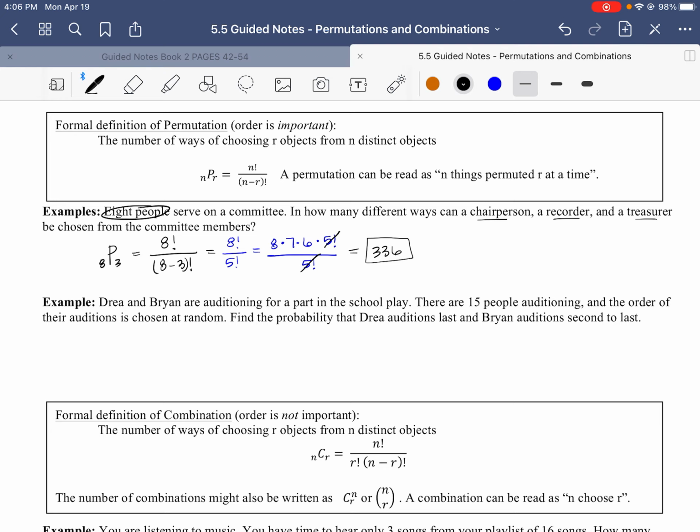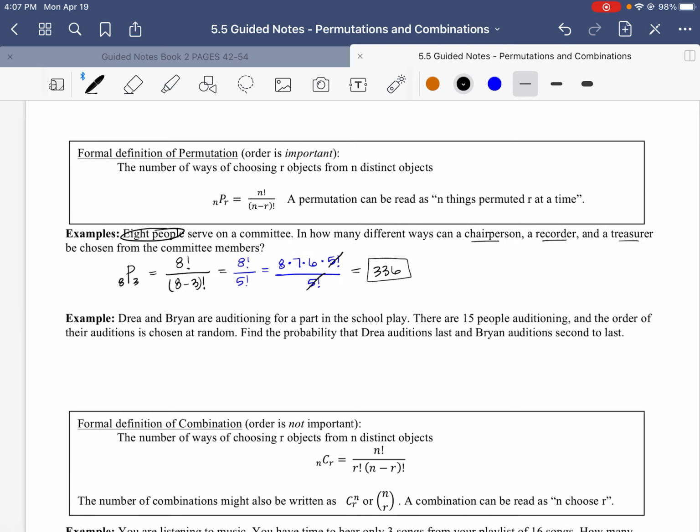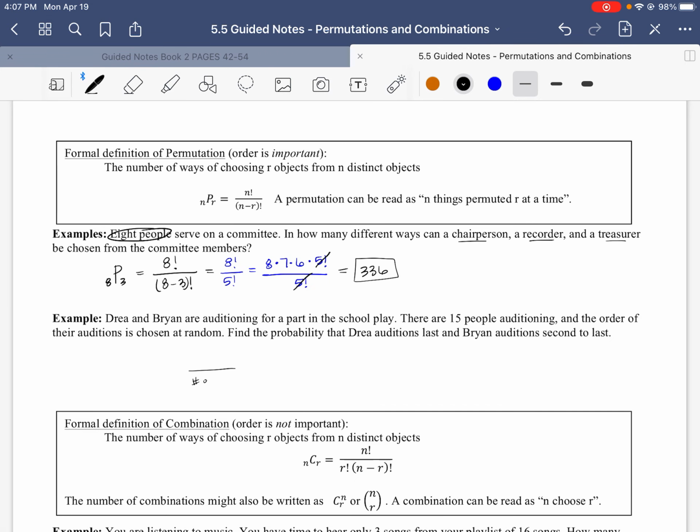Now on the next example, this says Drea and Brian are auditioning for a part in the school play. There are 15 people auditioning, and the order of their auditions is chosen at random. Find the probability that Drea auditions last and Brian auditions second to last. Now, if we're looking at this, one way to think about it is you need to find the number of ways that they can be assigned to those specific spots over the total number of ways to order the 15 people, because it's probability. So this is like the total number of ways to order 15 people.